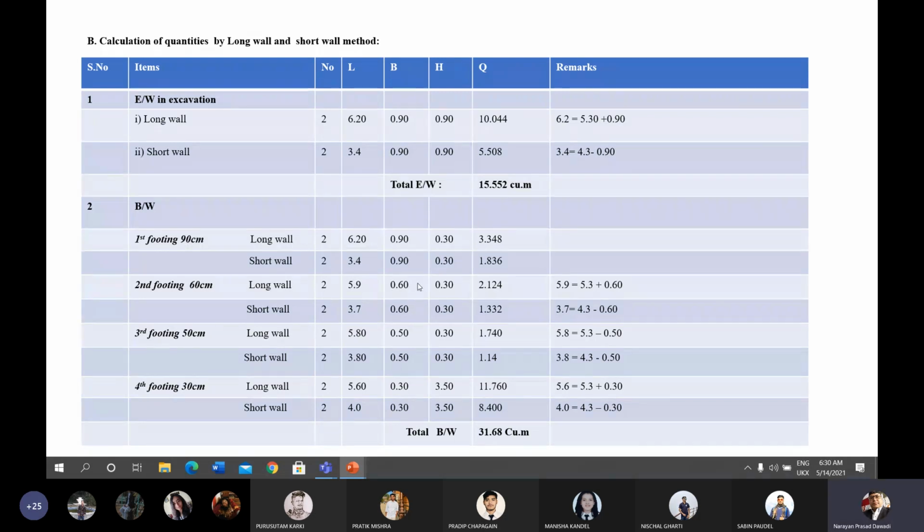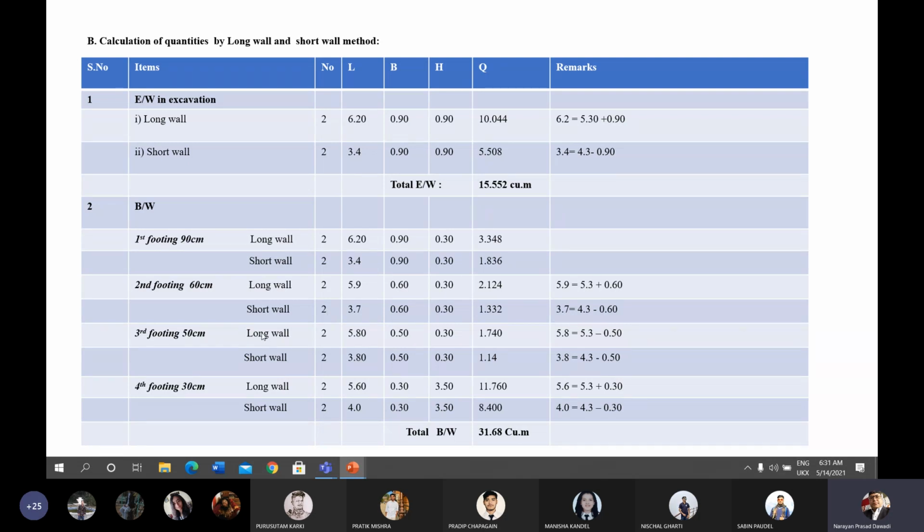We have the respective footing width of 0.60 meter for the second footing. That's why the length of the long wall will not be 6.2 here, because the center to center distance of the longer portion is added with this footing width of 0.60 meter, which gives the value of 5.9. The respective width for the second footing is 0.60, and the height of that footing is 0.30.